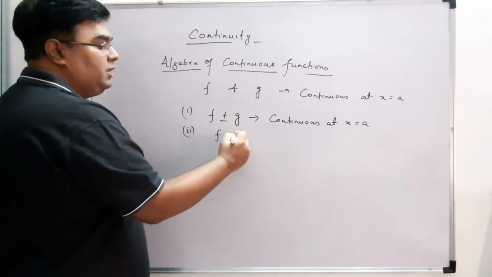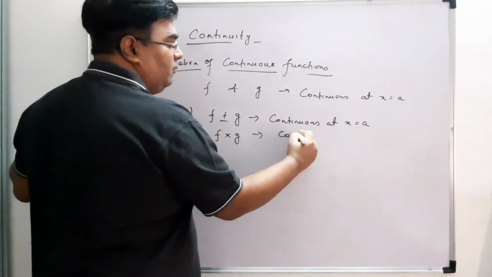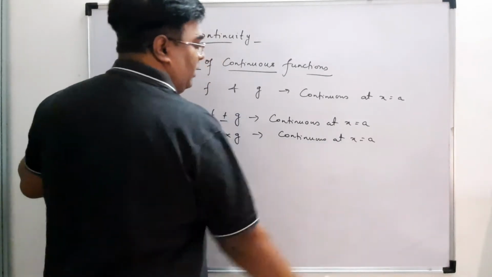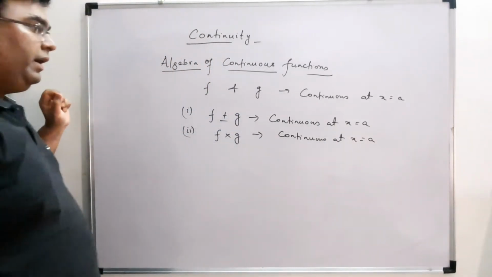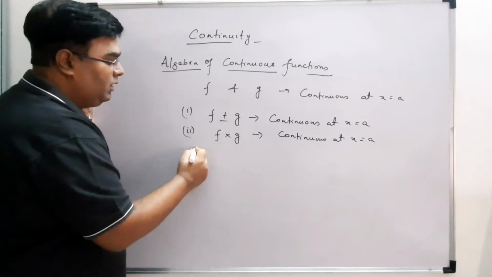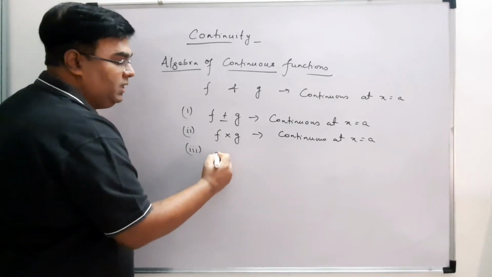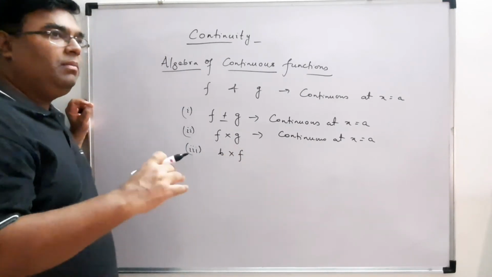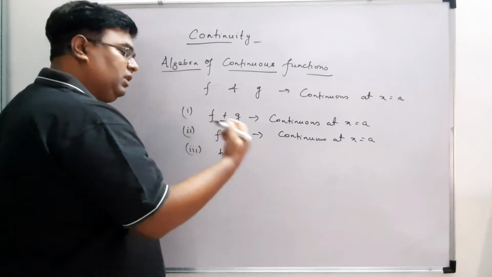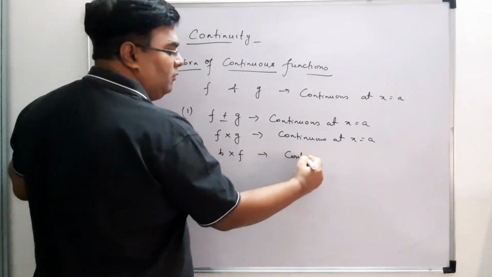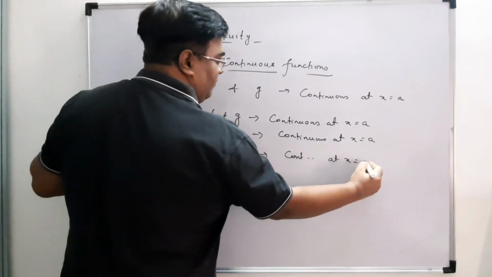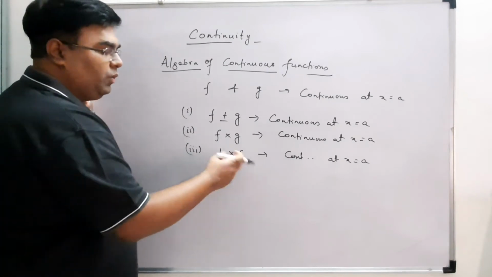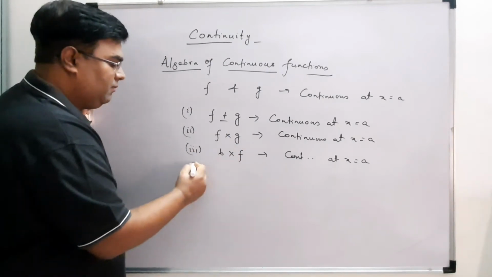If you multiply these two functions, then also you will get a function which is continuous at x equal to a. If you multiply the function by any constant, suppose b, then also it will be continuous at x equal to a. Multiply a constant to f or to g.